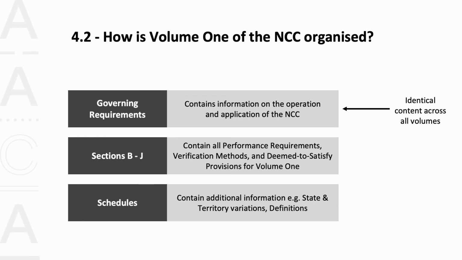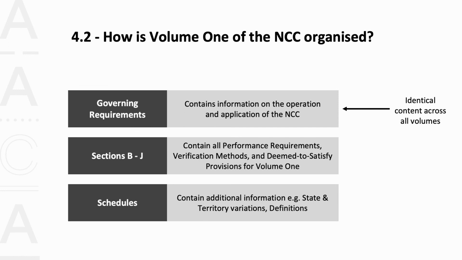Deemed to satisfy provisions for Volume 1 often include specifications which provide detailed requirements for using some deemed to satisfy provisions. They must be complied with when developing a deemed to satisfy solution. The structure of Volume 1 is similar to the structure of Volume 3, which we also noted, with the performance requirements, verification methods, and deemed to satisfy provisions grouped across different sections. This is different from Volume 2, where performance requirements and verification methods are all gathered together in Volume 2, with the deemed to satisfy provisions located in a separate housing provision standard, which we'll chat about later.